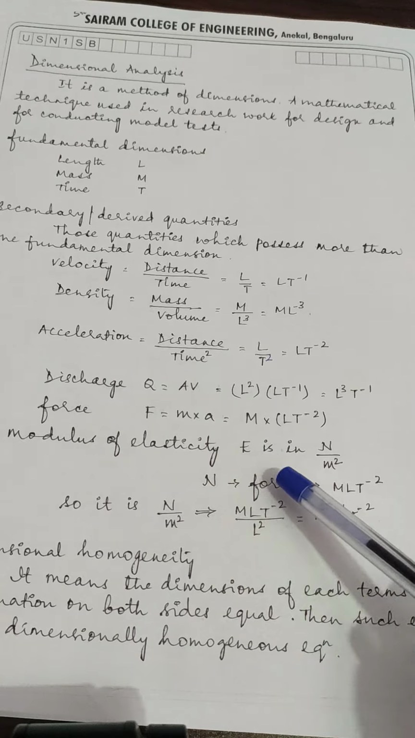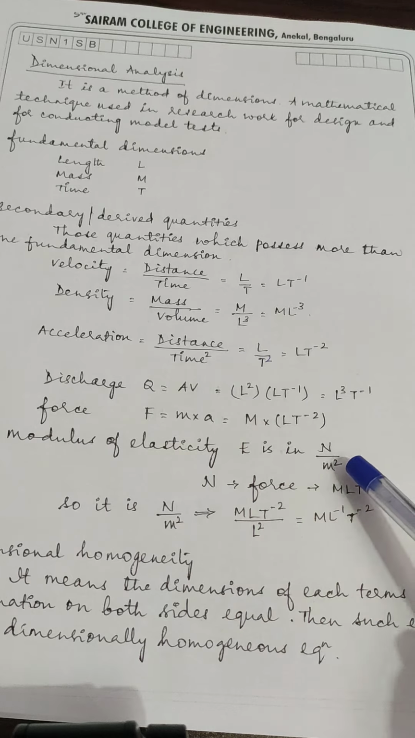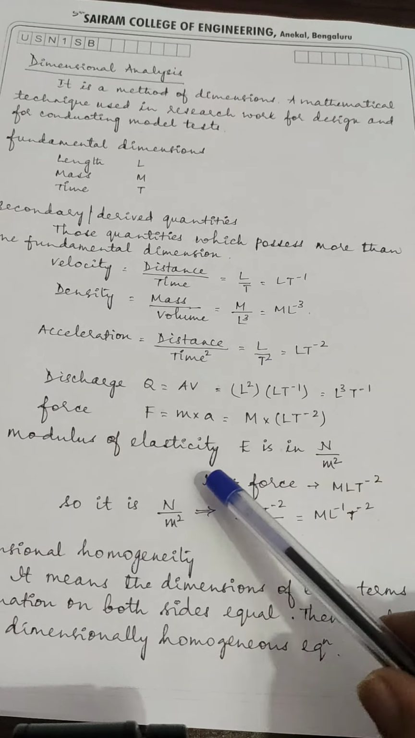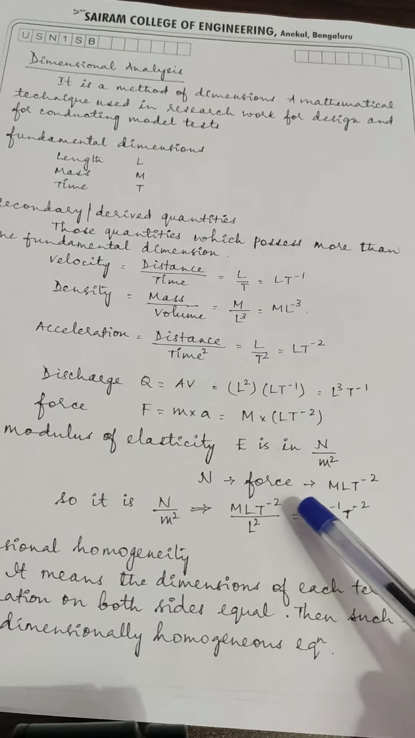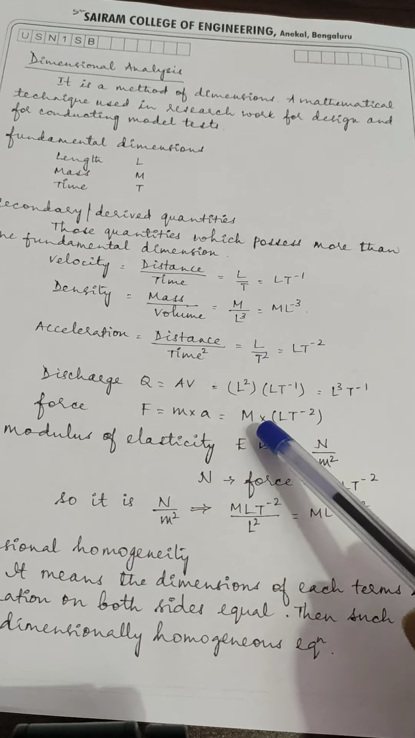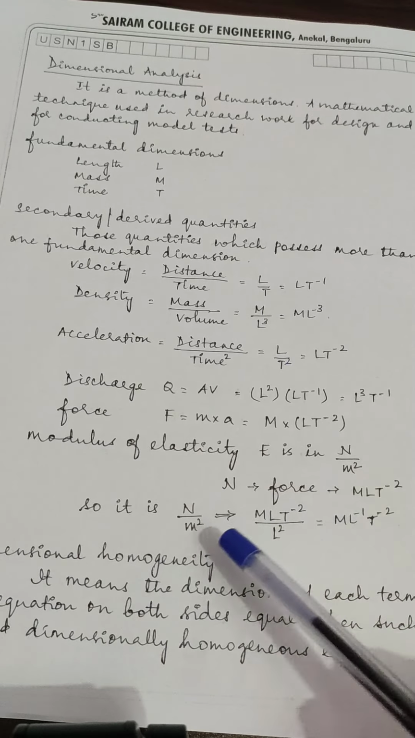Modulus of elasticity, if you take as an example E, has the SI units of Newton per meter square. Newton in the sense it is force. So force is in turn written as mass into acceleration, that is M into L into T to the power of minus 2.